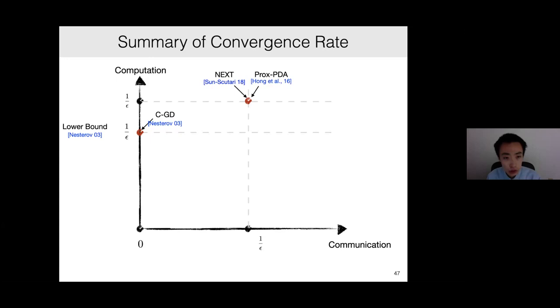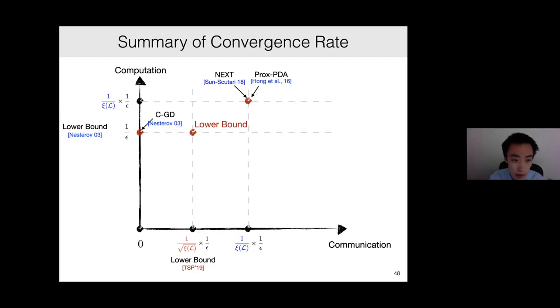But for decentralized methods, all the existing methods require both communication and computation, and they treat communication and computation equally. So they both require a 1 over epsilon convergence rate, and with a further dependency on the network, they have a 1/C dependency. But what we show in the lower bound is an actual dependency: it should be 1/√C for communication, and for computation the dependency should be independent of the network. The red point is the actual lower bound, and most existing works are far away from it. Our proposed algorithm exactly matches the lower bound and further improves on most existing works.